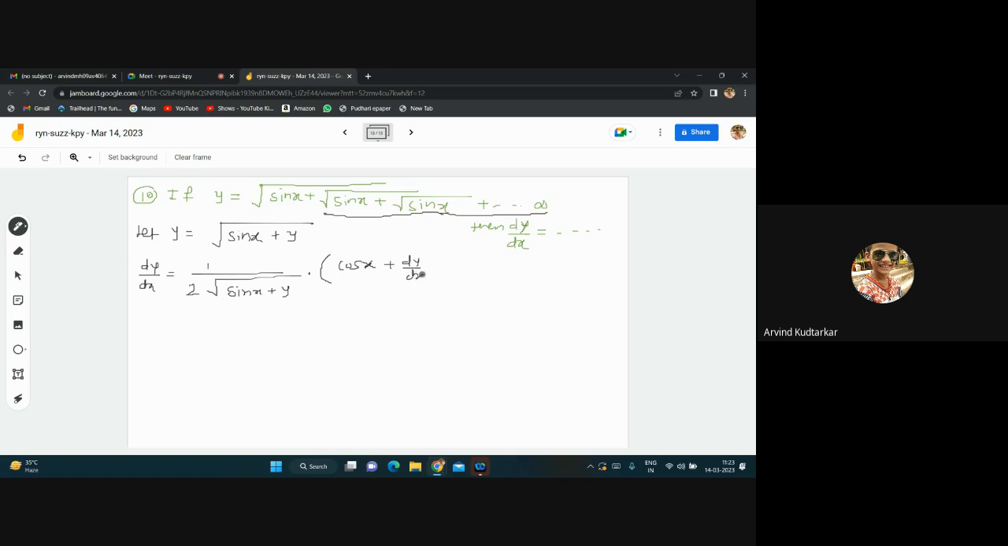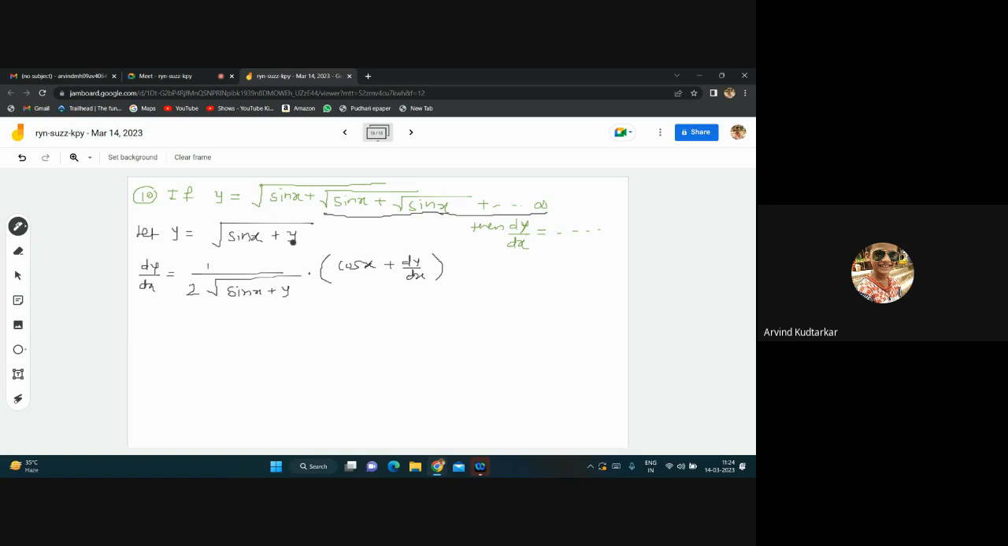dy by dx is there. How to simplify these terms? You know, here to get the differential of the root, first find the derivative of the root. The derivative of root is 1 by 2 into root of sin x plus y. Next, find the derivative of the term inside the root with respect to x. The derivative of sin is cos, and the derivative of y is dy by dx. Here, root of sin x plus y is nothing but y, so we can replace this root by y.